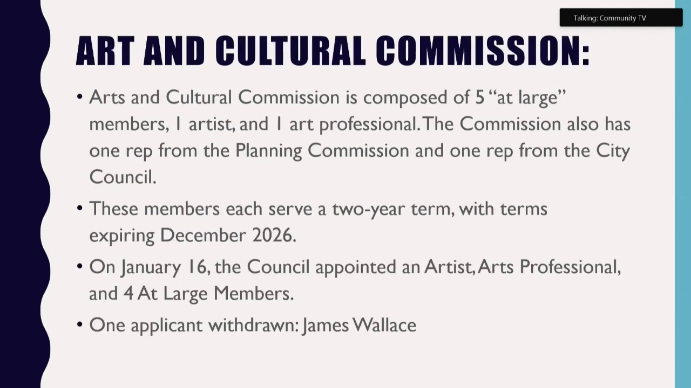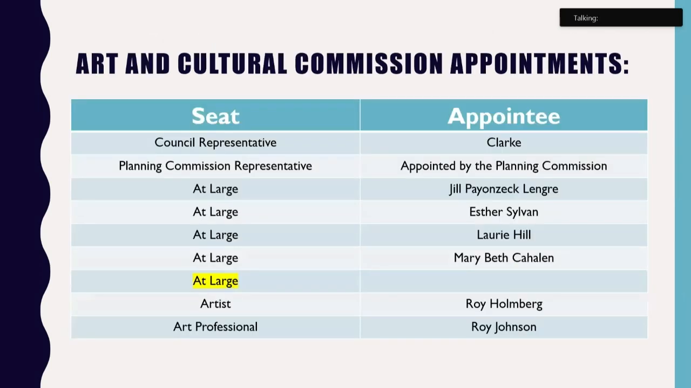The Art and Cultural Commission is composed of 5 at-large members, 1 artist, and 1 art professional. The commission also has 1 rep from the Planning Commission and 1 rep from the City Council. These members each serve a 2-year term with terms expiring December 2026. On January 16, the council appointed an artist, arts professional, and 4 at-large members. 1 applicant withdrew, James Wallace. Art and Cultural Commission appointments.